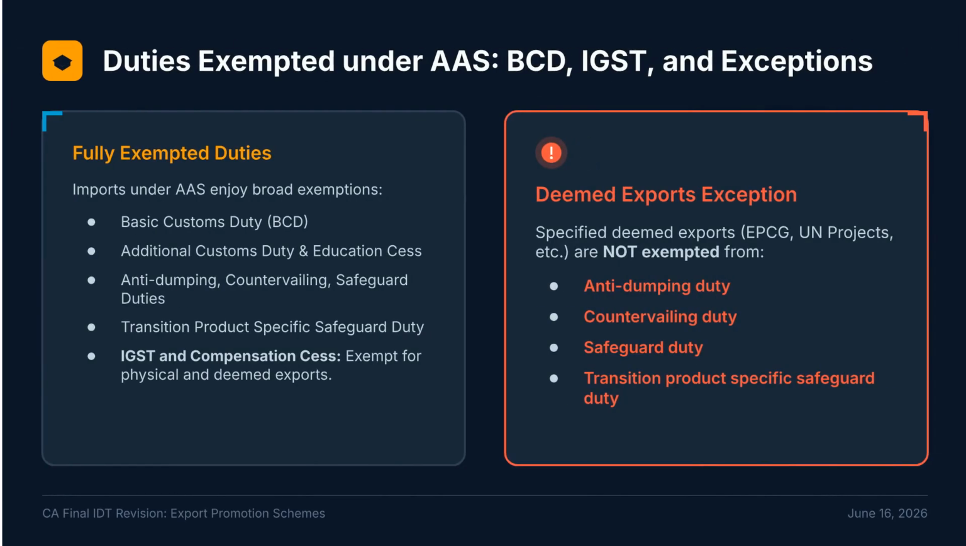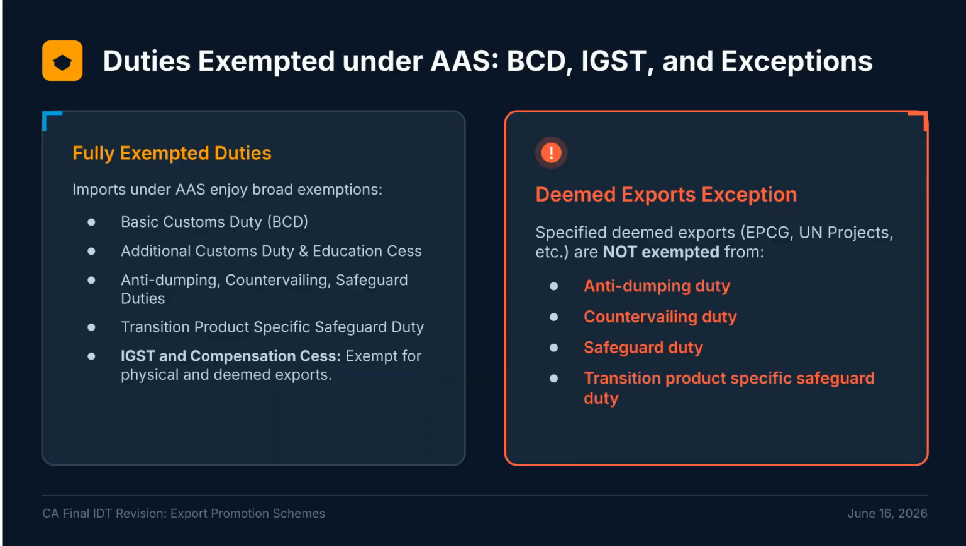One of the biggest advantages of the advance authorization scheme is the wide range of duty exemptions available. Imports under AAS are exempt from basic customs duty, additional customs duty, education cess, anti-dumping duty, countervailing duty, safeguard duty, transition product-specific safeguard duty, as well as IGST and compensation cess. In simple terms, AAS provides one of the most comprehensive duty exemption packages available under the foreign trade policy.